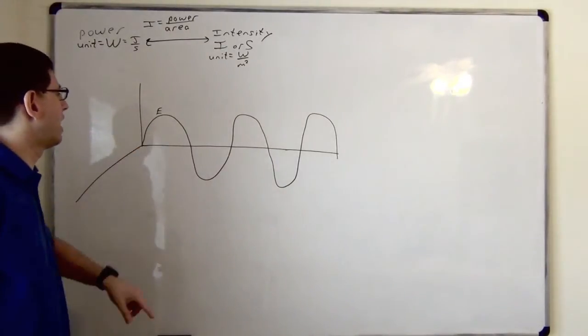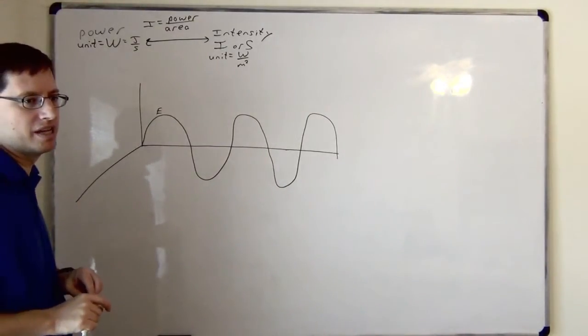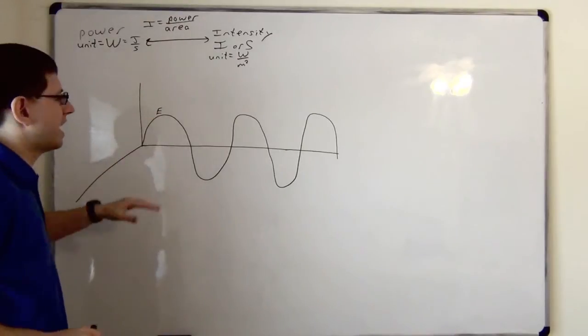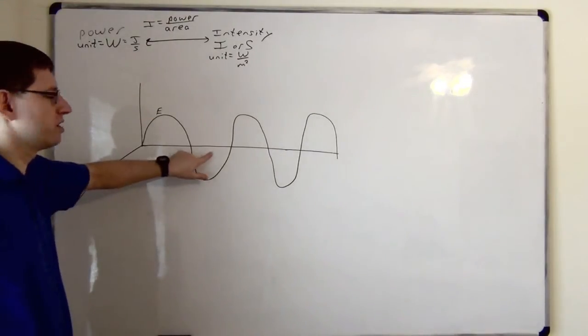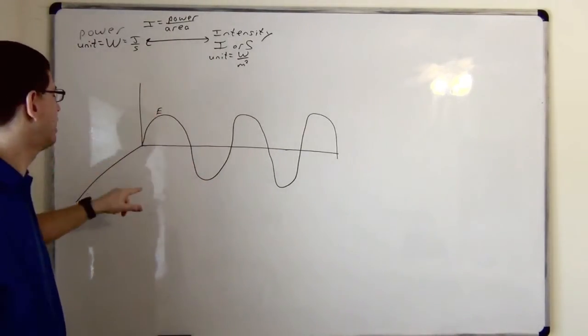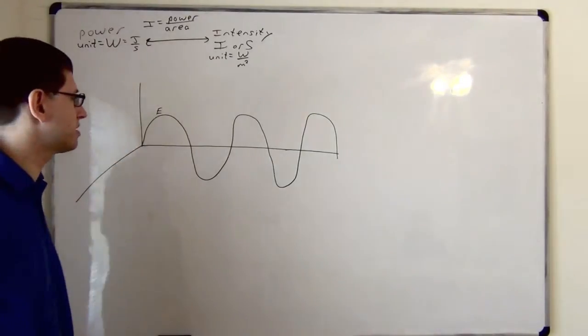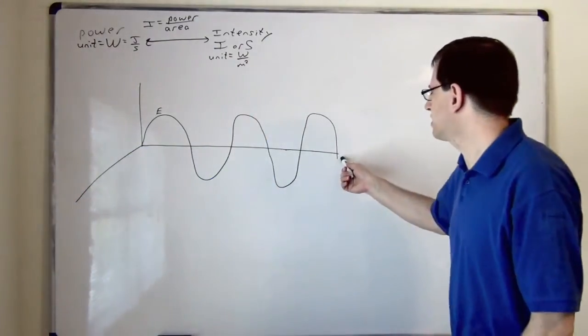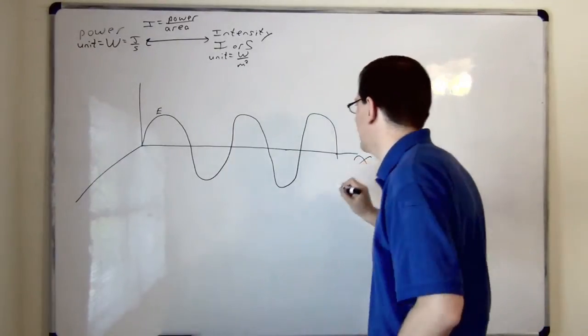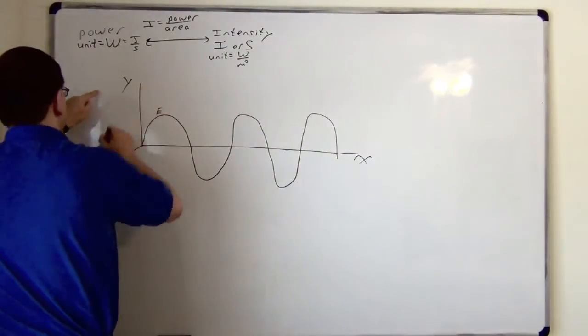So let's say this is how the electric field is oscillating. All of the axes here are space. This could be horizontally in space, vertically in space, and into and out of the board in space. What do we usually call this axis? X. Yeah, so I'll call this X, and this one? Y. And this one? Z.